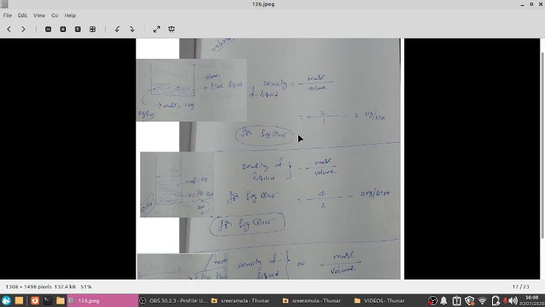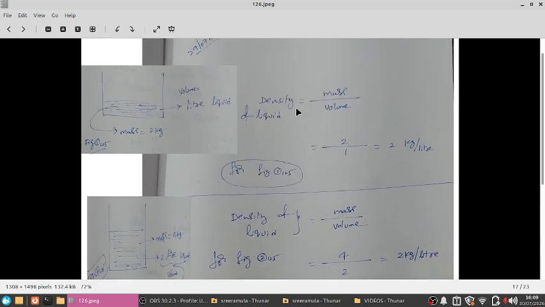Now coming to this one. Density of the liquid is defined as mass by volume. All of you say that density of the liquid is equal to mass by volume. Here in the left figure, I have taken 1 liter of liquid, the volume is 1 liter, the mass is 2 kgs. If you substitute these values, mass is 2, volume is 1, you get 2 by 1 is equal to 2 kg per liter.